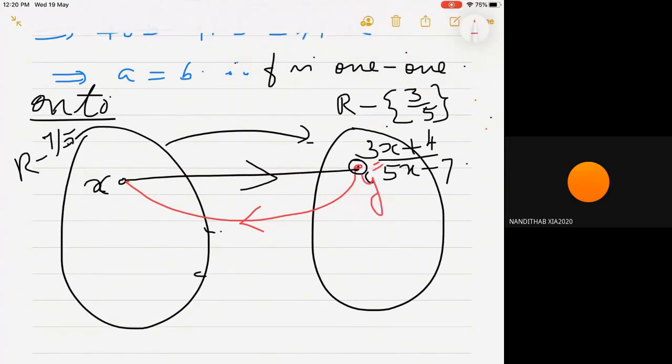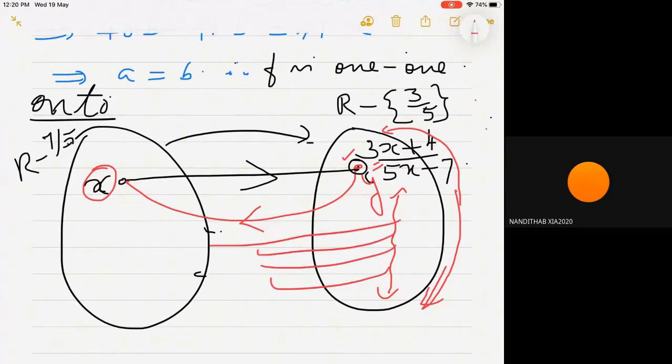If this is y, then the pre-image will be your x. Only for this particular point I am talking about, if you consider this point as y, then its pre-image is x. And after that you will ask this question whether y can be extended throughout this codomain or not. That means if y is a representative element of any element from this codomain, whether you will be able to find a pre-image in the domain.